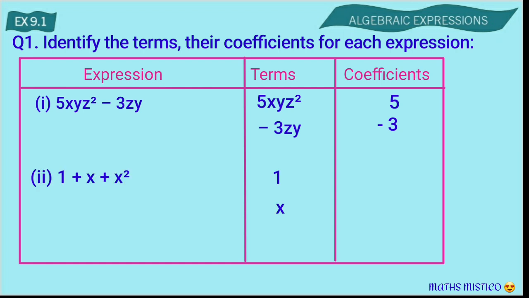Second one has three terms. Coefficient of 1 will be 1 itself because this is the constant part in the term. Such a term which does not contain any variable is called a constant term.